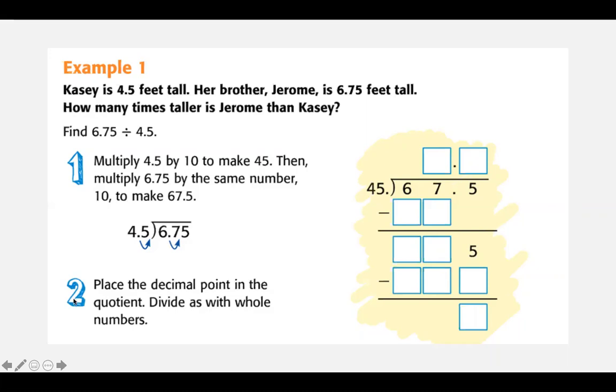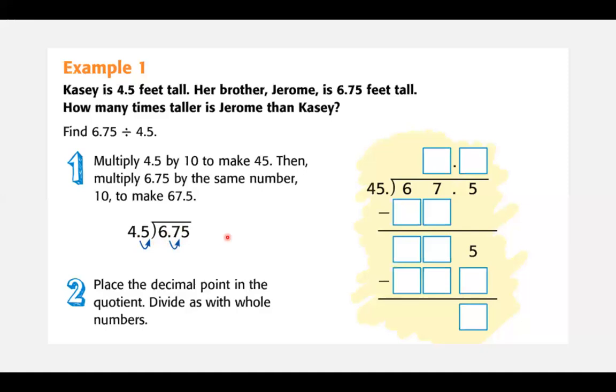So basically all you're going to do, let me get my little pointer tool. Okay, so all you really need to do is remember that we want to make our divisor a whole number. And we do that by moving our decimal point over as many places as we need to make it a whole number. So if we multiply 4 5/10 by 10, we get to move the decimal point over one place. Now, what we do to one side, we need to do to the other. So we are going to do the same thing. We're going to multiply this number by 10.